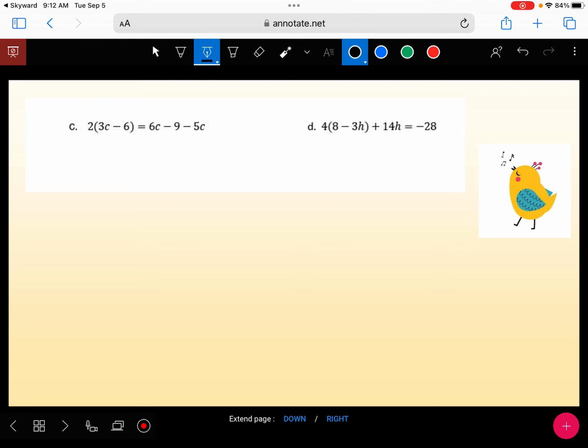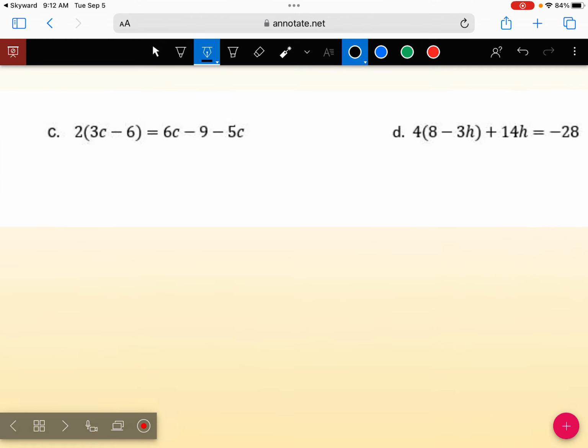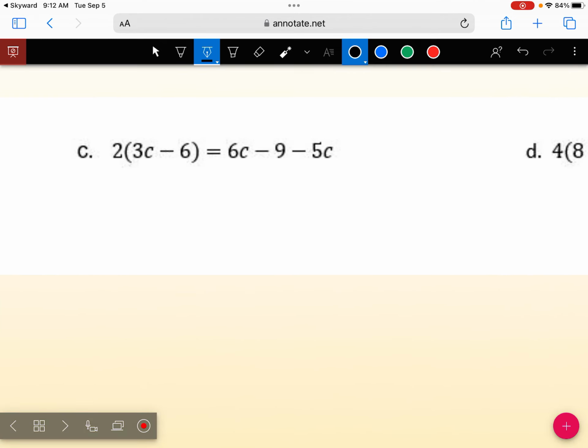All right, let's look at question C. When you see a parentheses, your first step is going to be to distribute. So distribute the 2. Go ahead and multiply your parentheses by 2.